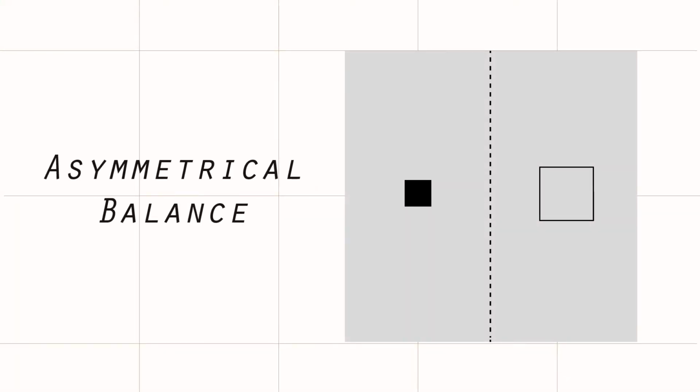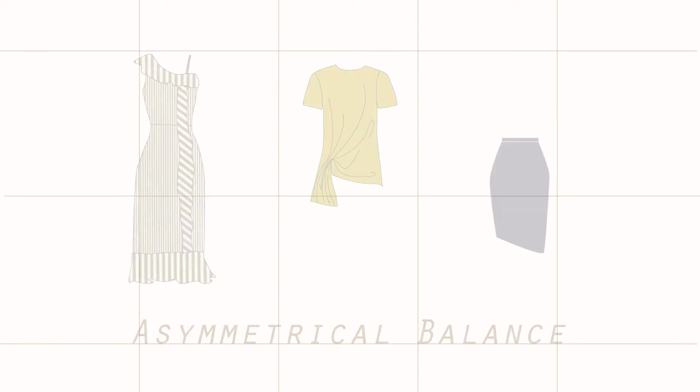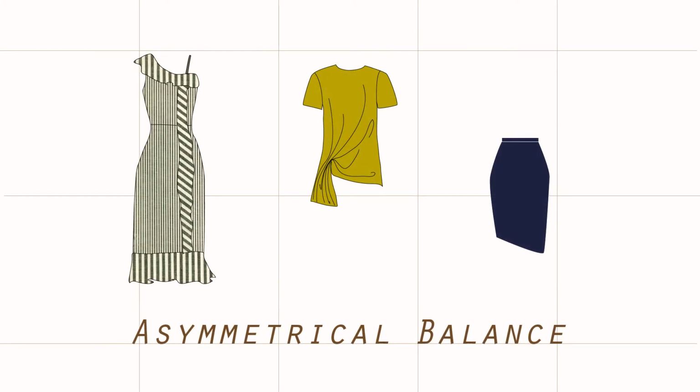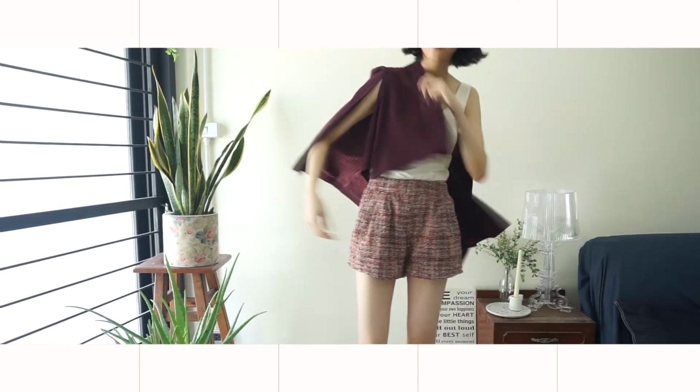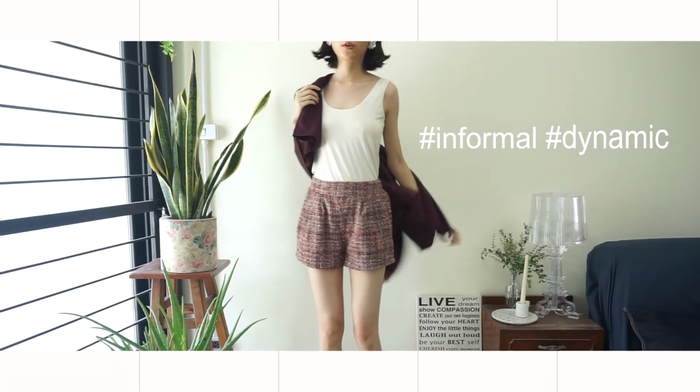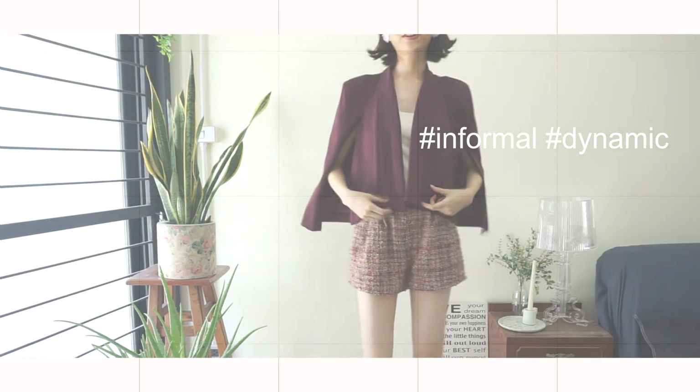And for asymmetrical balance, in design it is when each half is different but has equal visual weight. In styling, there are several types of clothes that are considered asymmetrical balance, like one-shoulder tops, asymmetrical skirts, or asymmetrical draping clothes. You can also create an asymmetrical balance look without asymmetrical clothes by mixing and matching your outfit, and the asymmetrical balance look will give you a more informal and more dynamic look to your overall outfit.